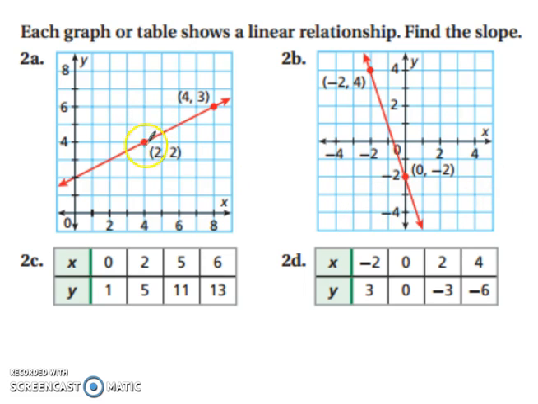So for this one, we've gone up 2 and over 4. So if you've gone 2 over 4, that's the same as saying 1/2. Alright, so now let's look at this one. We went down 1, 2, 3, 4, 5, 6, and over 2. So down 6 over 2, which is the same as 3.